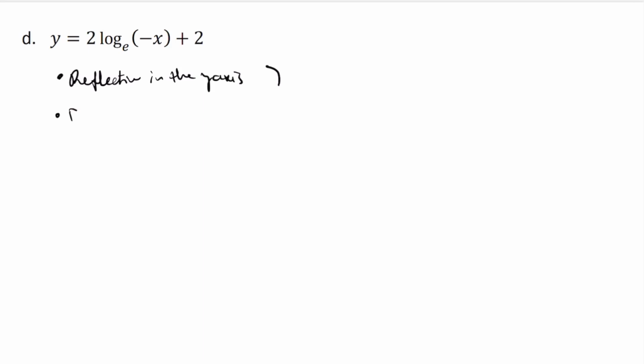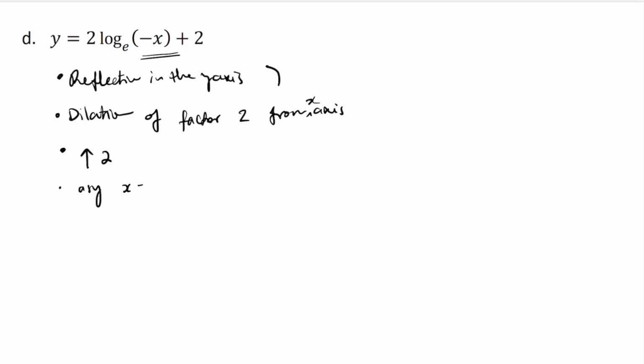We've got a dilation of factor 2 from the x-axis. It's not really going to do much from the x-axis, and we're going to move upwards by 2. Again, that doesn't really do much. So because there's nothing that's happened here in terms of horizontal, my asymptote is just going to remain at 0.